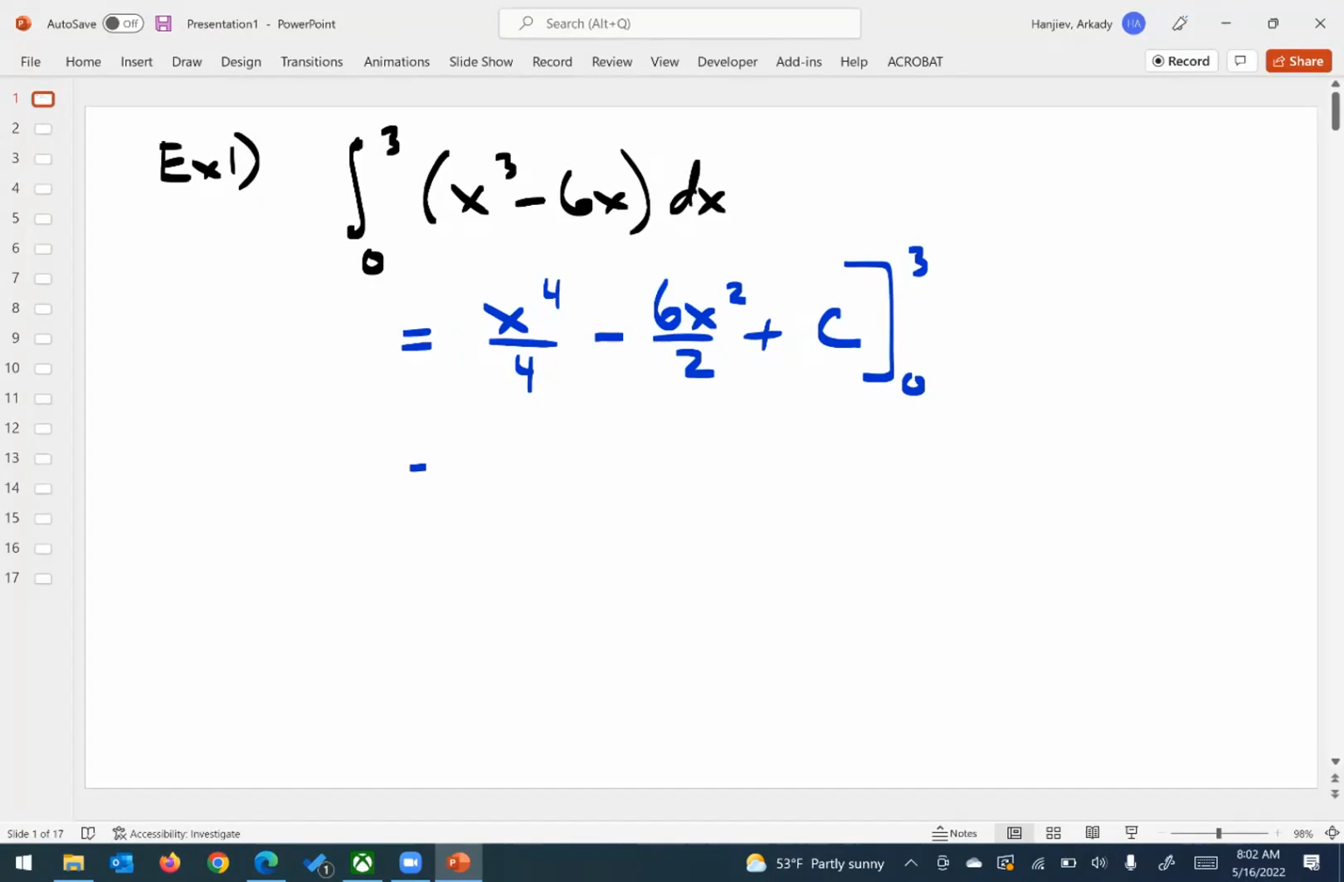So let me simplify this real quickly first. x to the fourth over 4. 6 over 2 really is just 3, so let's just write 3x squared in here. There's your simplified form. Oh, sorry, I forgot my C value. Plus C, 0 to 3. And this is going to be the funky one, right? Afterwards, we're going to be doing it easily.